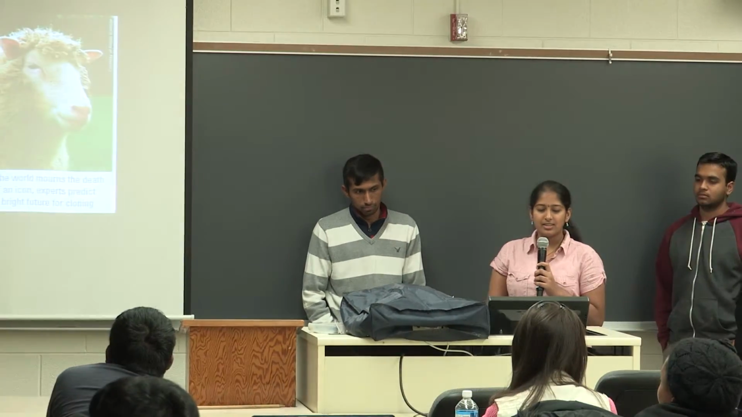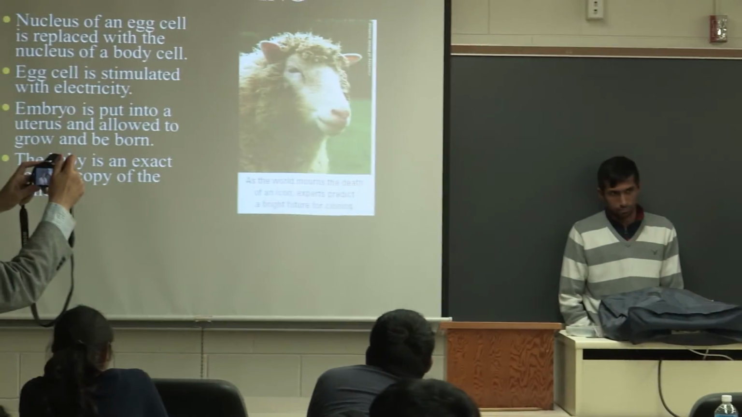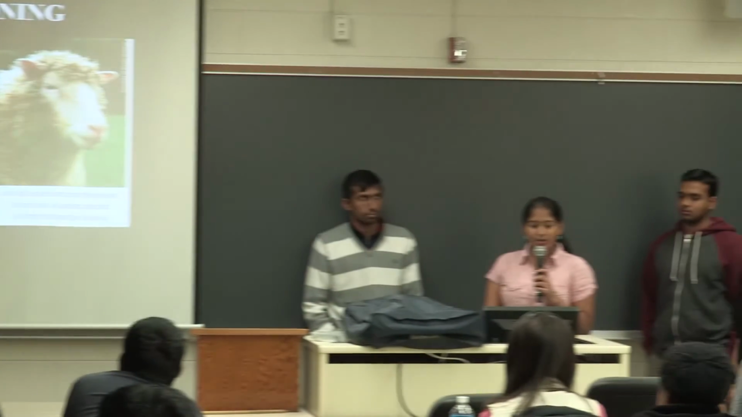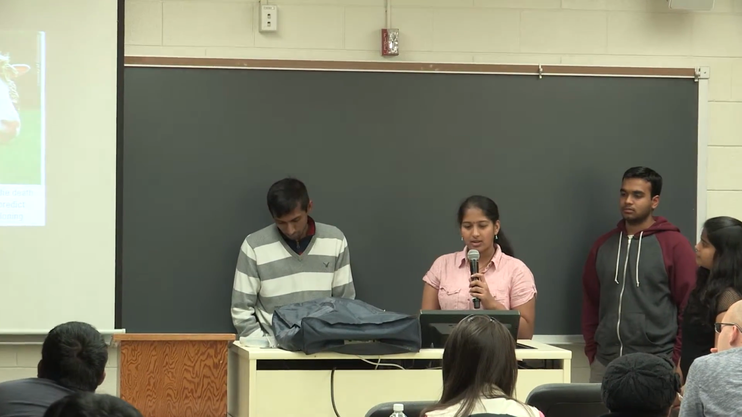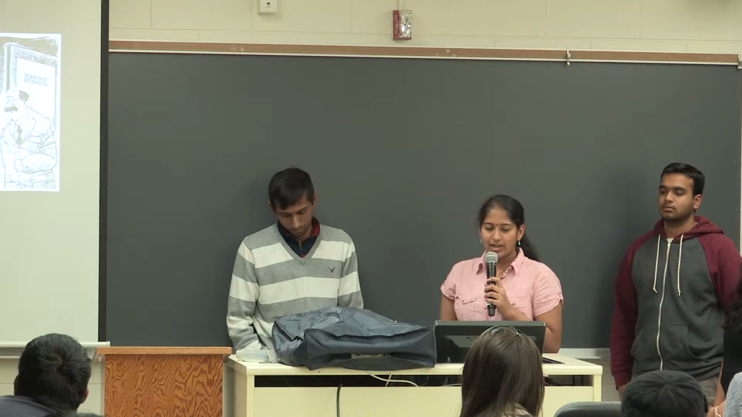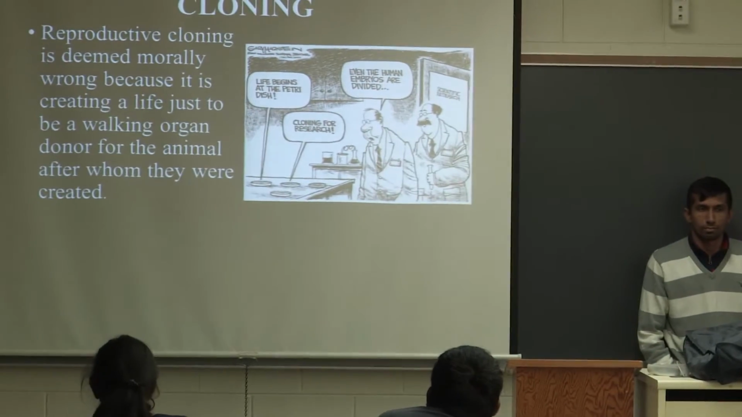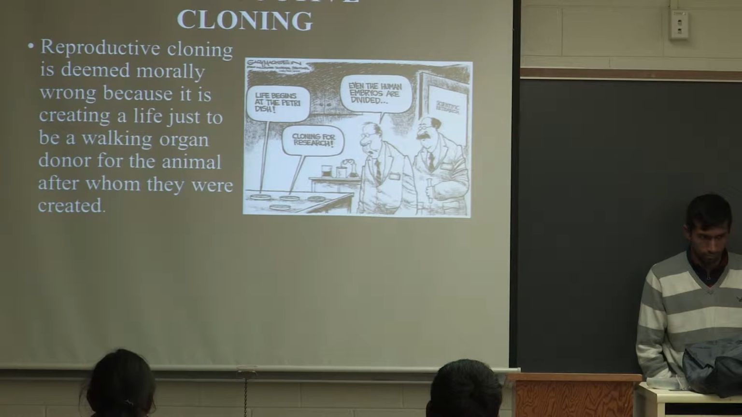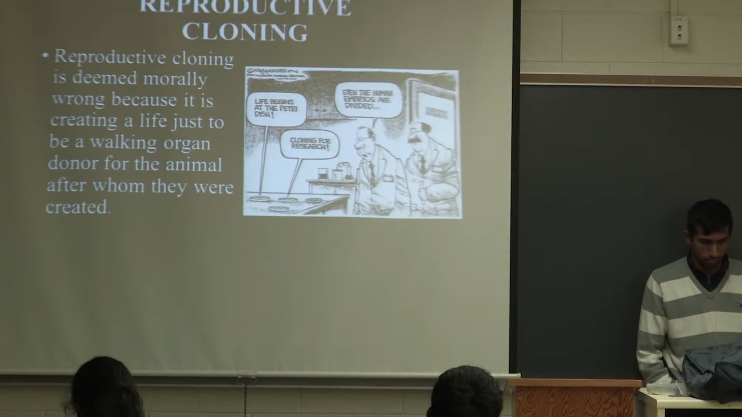The nucleus of an egg cell is replaced with the nucleus of the body cell, and the egg cell is stimulated with electricity. The embryo is put into the uterus and allowed to grow and be born. The baby is an exact genetic copy of the donor. Coming to problems with reproductive cloning, it is deemed morally wrong because it is creating a life just to be a walking organ donor for the animal after whom they were created.